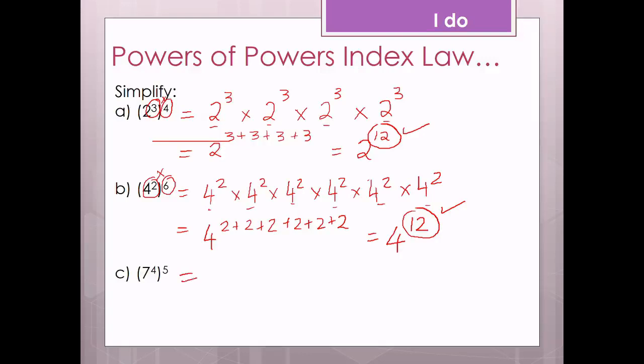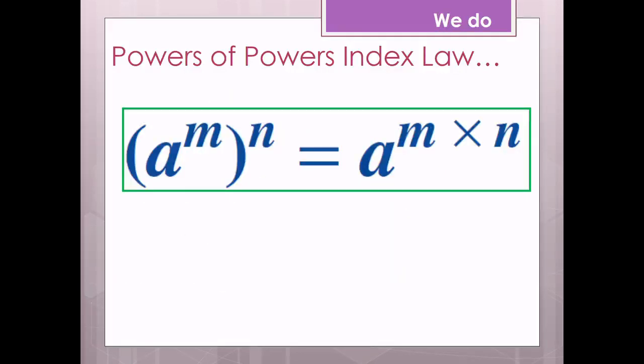3 times 4 gave you the power of 12. Using that shortcut then down here, if I multiply 4 and 5 together, 4 times 5 is 20, the answer for 7 to the power of 4 to the power of 5 should be 7 to the power of 20. Boys and girls, that is the fourth index law, and that's called the powers of powers index law. So that's index law number 4. And it says that if you have any base raised to a power, which is then raised to another power on the outside, you multiply the powers together. There it is right there.